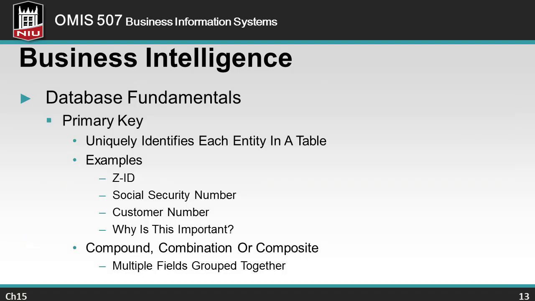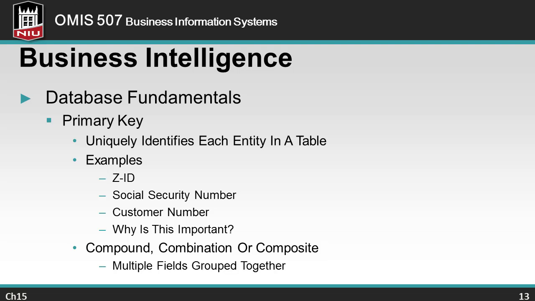Each table will have at least one primary key. The primary key uniquely identifies each entity in a table. No two entities have the same primary key. For example, at NIU, each student is uniquely identified by their ZID. Every student has one, and no two students have the same ZID. Other examples include Social Security number, customer number, order number, and part number.